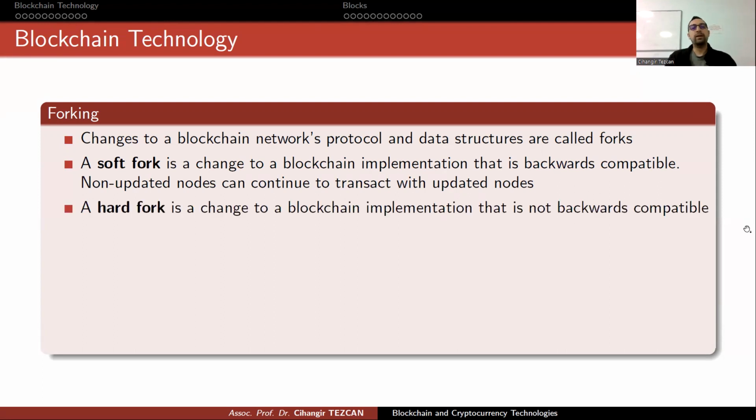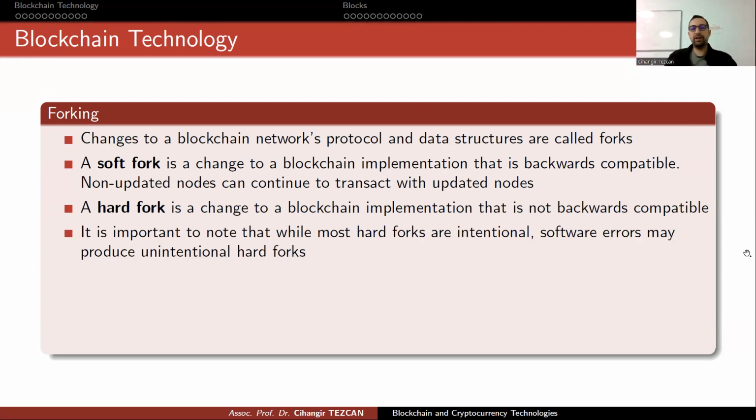Okay. A hard fork is a change to a blockchain implementation that is not backwards compatible. So when you do this update to the system, those nodes who did not update their system cannot understand what you are talking about. So at that point, actually, you create a parallel universe. Updated people work on a different blockchain, and non-updated nodes work on the other one.